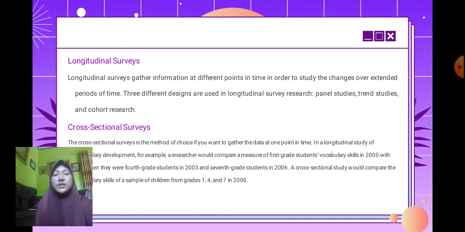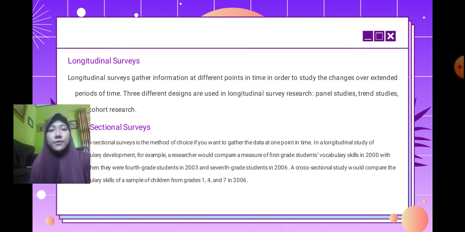Next, longitudinal surveys. Longitudinal surveys gather information at different points in time in order to study change over an extended period of time. Three different designs are used in longitudinal survey research: panel study, trend study, and cohort research.